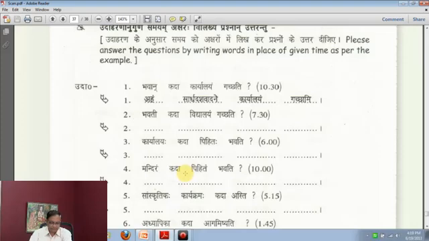Third one, Karyalayaha Kada Pihitaha Bhavati. When does the office get closed? Pihitaha means closed. Karyalayaha, the office, Kada, when, Pihitaha, closed, Bhavati. When is the office closed, in other words? So, time schedule here. Karyalayaha Shadvadane Pihitaha Bhavati.